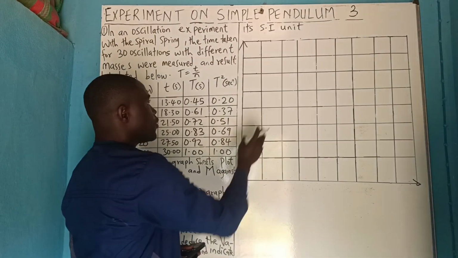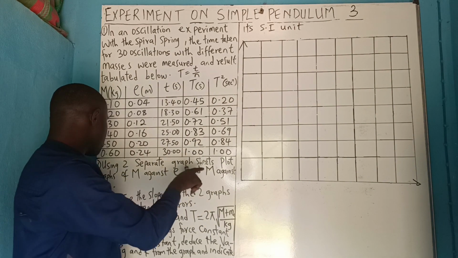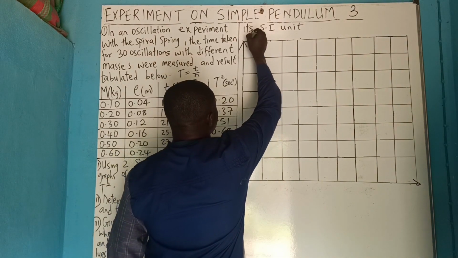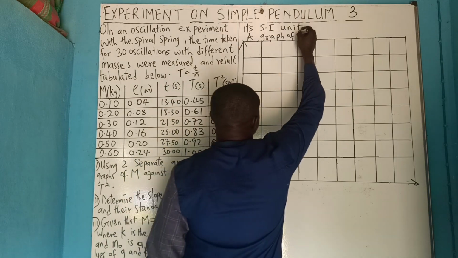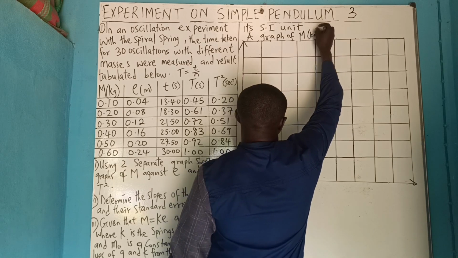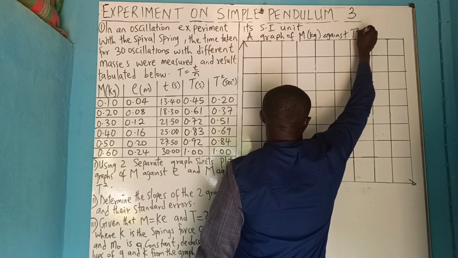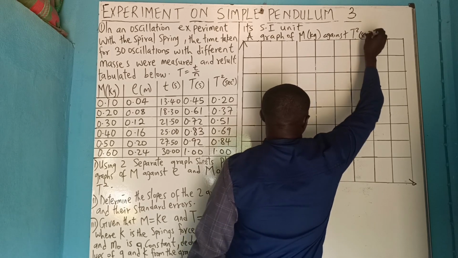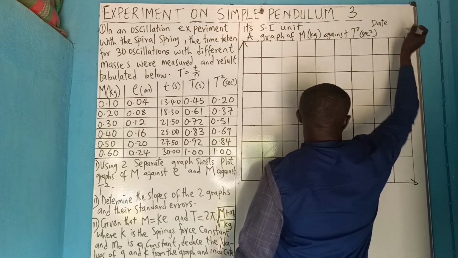Okay, let's see how to plot the second graph sheet. So they ask us to plot the graph of M against T square. We'll write the title first. A graph of what? M in kg against T square in seconds squared. Once you write the title, write the date on that graph sheet.